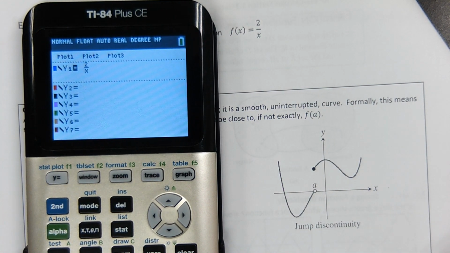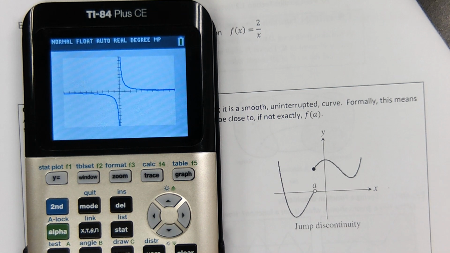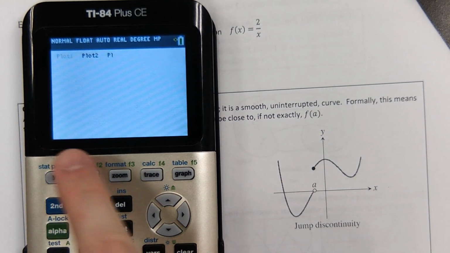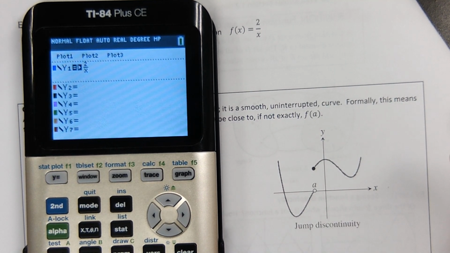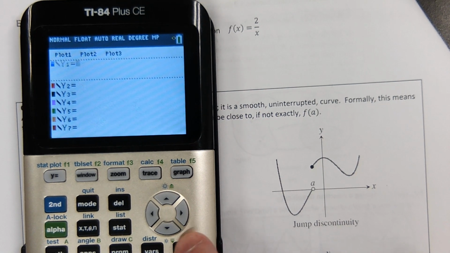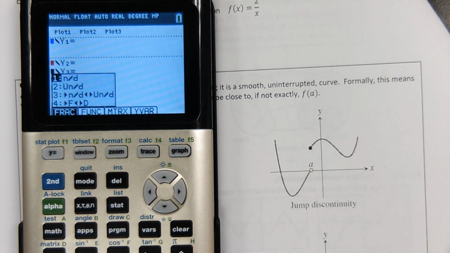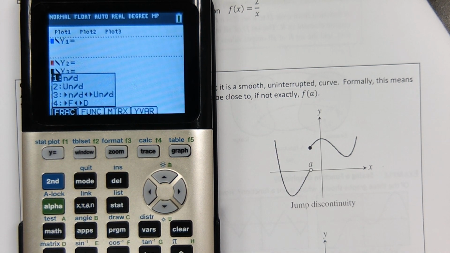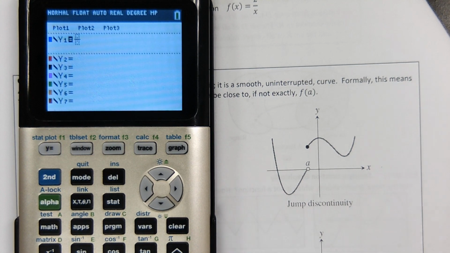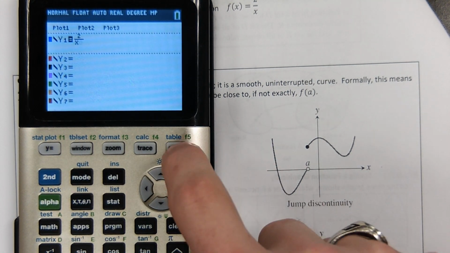We go to y equals, and you can see that I already have 2 over x ready to go. And that's its graph. Sir? The stack fraction. If the operating system on the graphing calculator is new enough, the shortcut for it is alpha, and then y equals. If a menu pops up, it'll say n over d is number 1. You just hit enter, and now you have stack fraction. 2 over x, and then it'll regraph that for me.